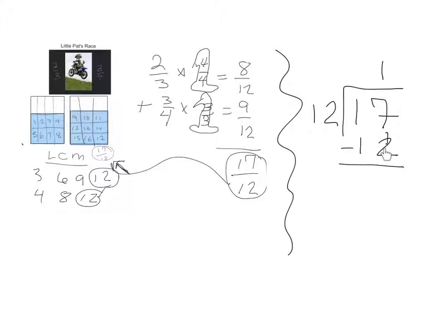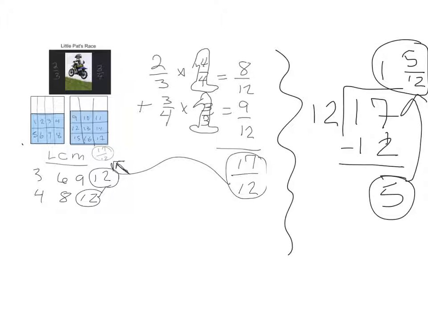7 minus 2 is going to give me 5, right? And then this is less than 12, right? So it's my remainder, right? But what I'm going to do is bring this remainder up here and put it above my divisor, right? And then it'll turn into a fraction. Watch this. So I put 5/12 right there, and I get 1 and 5/12.